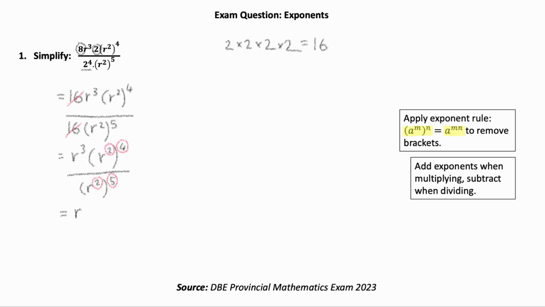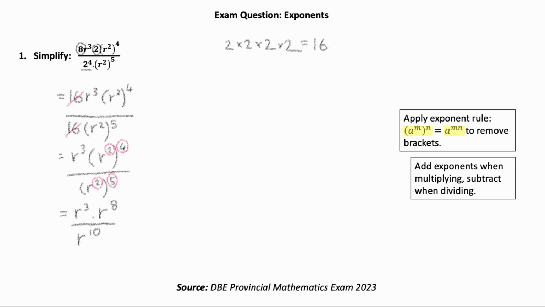So the numerator becomes r cubed. 2 times 4 is equal to 8, so it becomes r to the power of 8. Let's have a look at the denominator. 2 times 5 is equal to 10, so it becomes r to the power of 10.